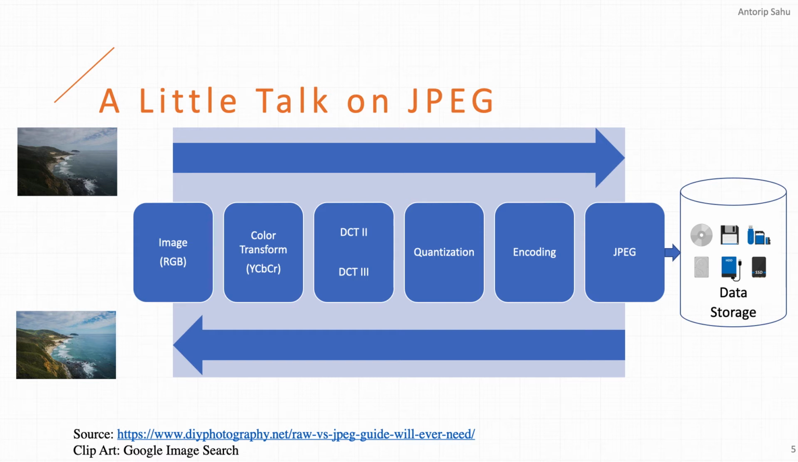In order to get the image back, we just reverse the steps that I have mentioned. In the reverse order we use inverse discrete cosine transform, or DCT3, and we will notice that because of the quantization and encoding steps, some of the high frequency information will be lost, and that's why we have JPEG as a lossy compression.